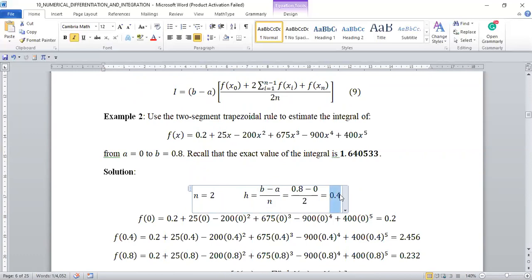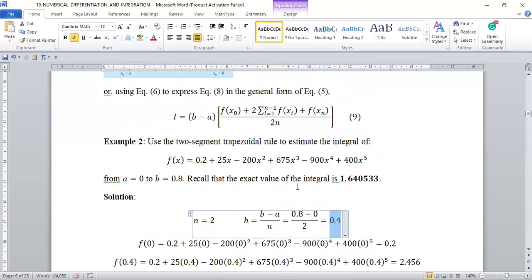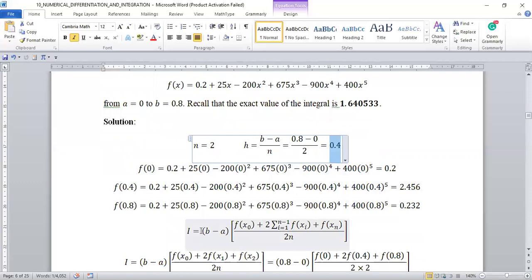So given this equation, this is the equation we're using for multiple segments. From the equation, we need the value of the function at the lower limit, and the lower limit is 0. So f of 0 will give us this first value. Then f of xn, that's the last value, is f of 0.8. So we need this f of x of i.